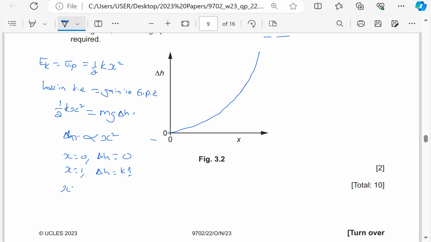Let's say x equals 2. It means the change in height is going to be a constant times 4 because it is x squared. When you say x is equal to 3, it means the change in height is going to be a constant times 9 because it is 3 squared. So you notice that h increases more rapidly than x. That's why I'm saying it is a curve with an increasing gradient. So it is a smooth curve of an increasing gradient like the one I've just drawn. Okay.